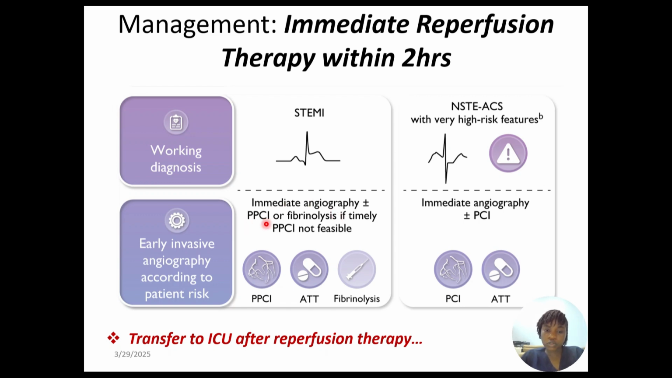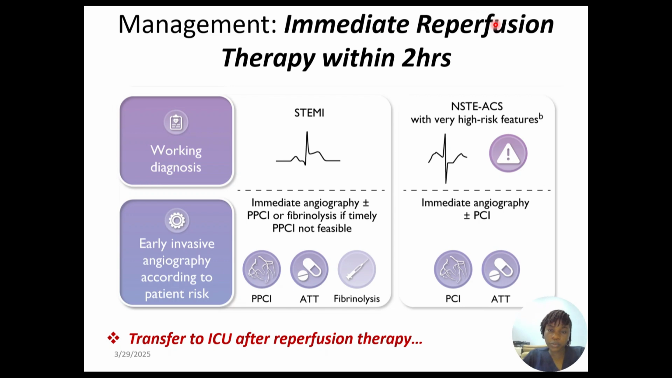The option for reperfusion therapy for this group of patients is immediate invasive angiography with primary percutaneous coronary intervention (PPCI). Now, for facilities where this intervention is not available or cannot be offered within 2 hours, they can use the option of fibrinolysis, and the tissue plasminogen activator should be used, and the options include tenecteplase and alteplase.